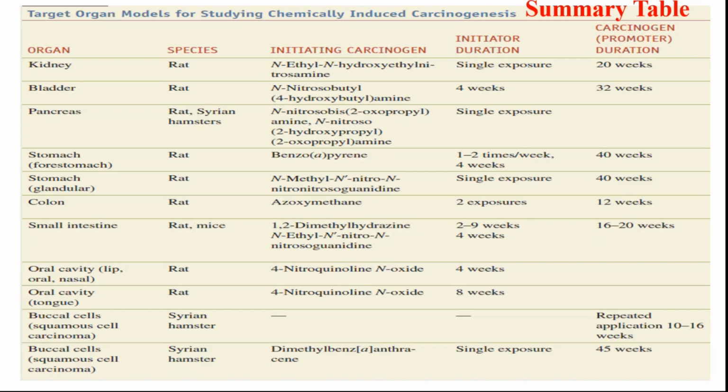Especially for the stomach, two types are used. One is the forestomach, and the second one is the glandular stomach, the muscular stomach and the glandular stomach. Then colon, small intestine, oral cavity, tongue, buccal cells, the squamous cell carcinoma in the buccal cells. This is the table that is given in the C&D textbook.